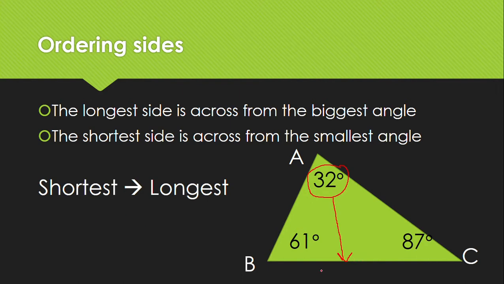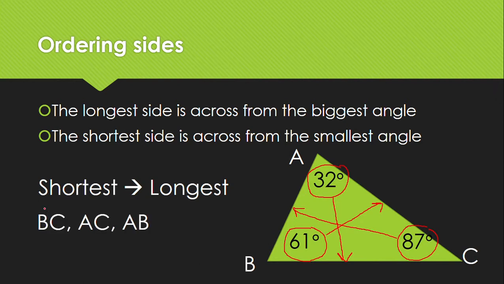Then my next smallest one is going to be across from my next smallest angle. So it looks like that is 61. So if I go all the way across the triangle, that side is AC. And then my largest side is across from my biggest angle, which is 87. So I look all the way across the triangle, and that's side AB. So here we go. From shortest to longest, we have BC, AC, AB.